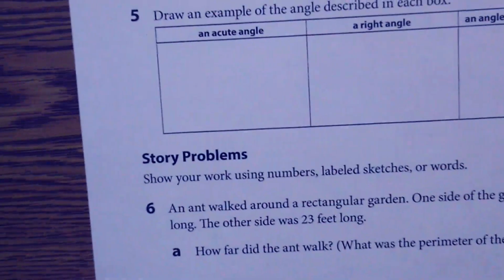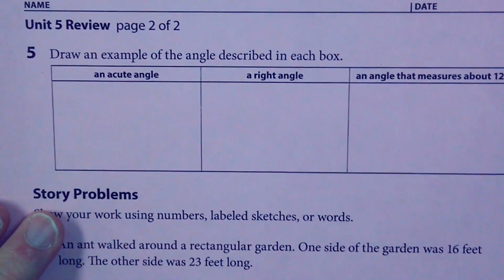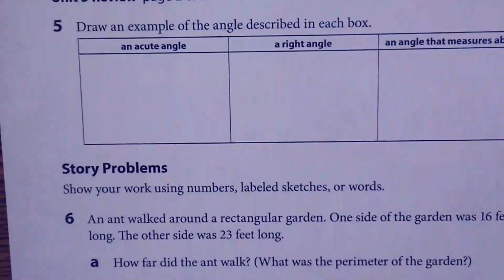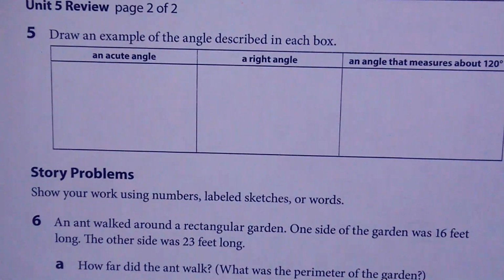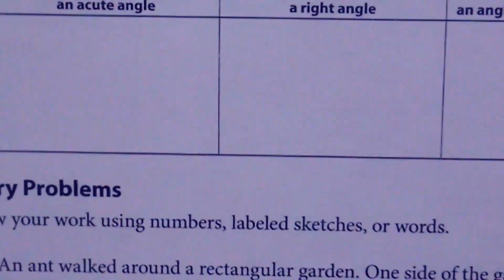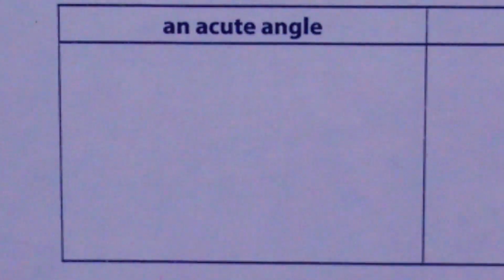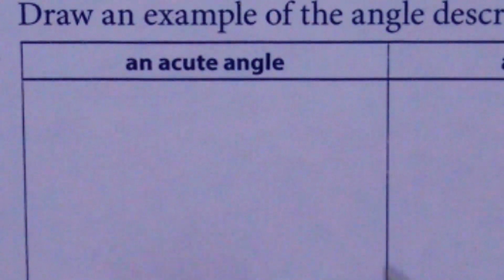Okay? So let's look at this page. Draw an example of the angle described in each box. An acute angle? Now you could even measure it if you want. That would be fun. So if you wanted to draw an acute angle, you could just pick a number and then create it. So maybe start with a flat line.